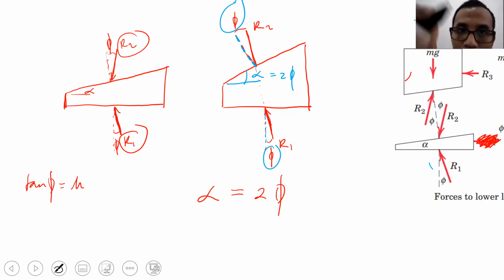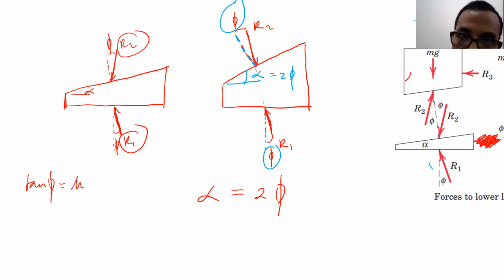And this is what will be happening if alpha is equal to 2v. You can see there that the force R2 and the force R1 are actually in the same line of action. So in this case, the self-locking is almost gone.